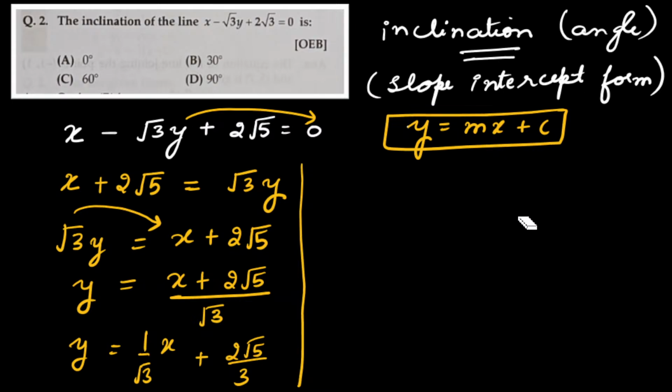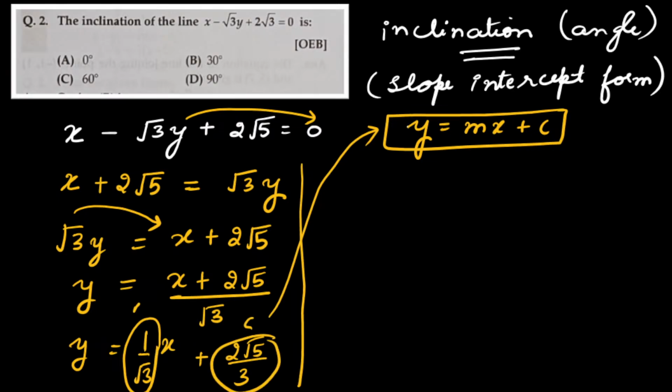The coefficient of x, the number which is written with x, is the slope. So here 1 by root 3 is written with x. You just have to compare these two forms. This y is equal to mx plus c. Here also y is equal to mx plus c. So that means this is c and this is m.